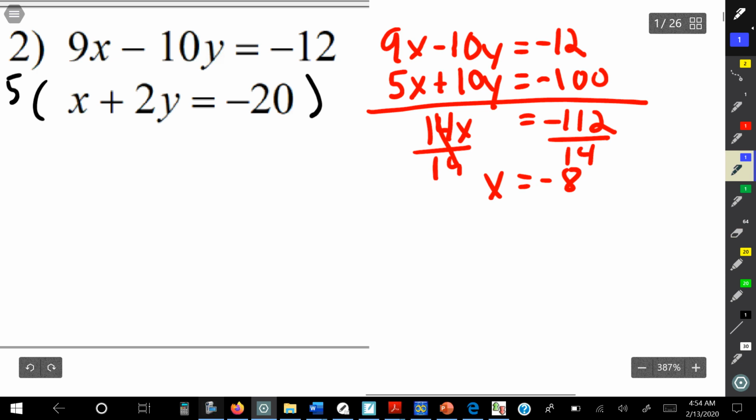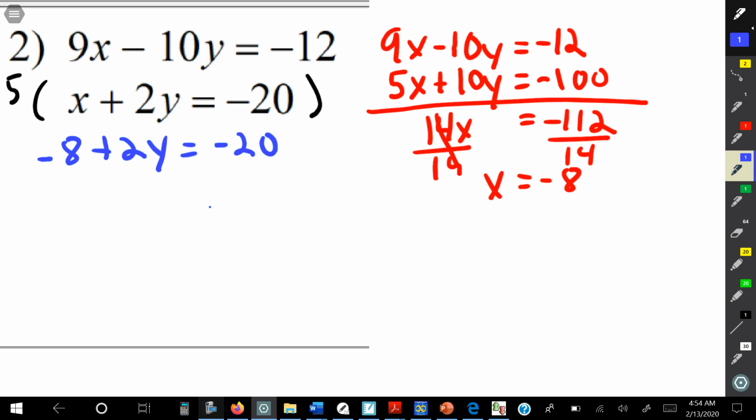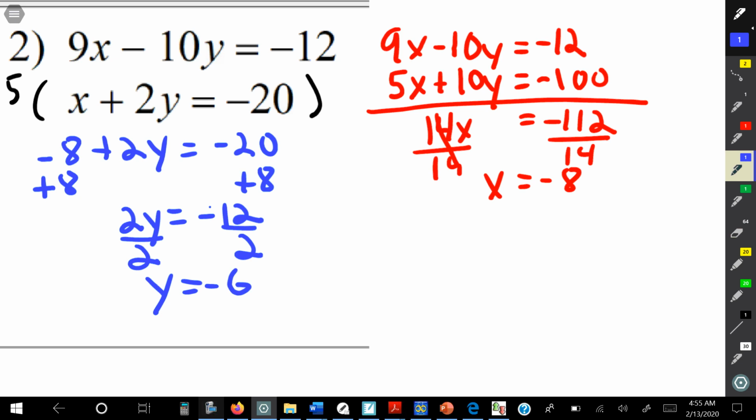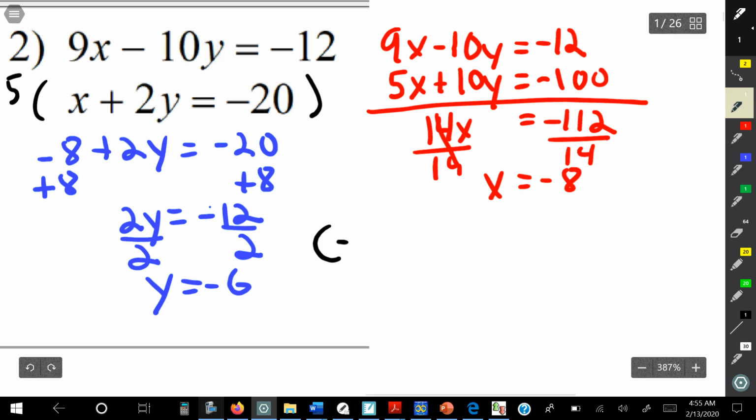So now I'm going to plug the negative 8 into my equation over here, and I'm just going to pick this first one. So that's going to be negative 8 plus 2y is equal to negative 20. And notice how I used everything before I multiplied by 5 there. All right, now I'm going to add 8 on both sides. And then 2y is equal to negative 12. Then divide by 2. And y is equal to negative 6. So my point is going to be negative 8, negative 6.